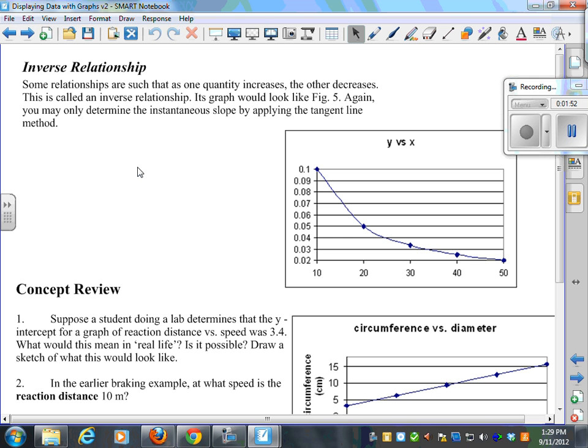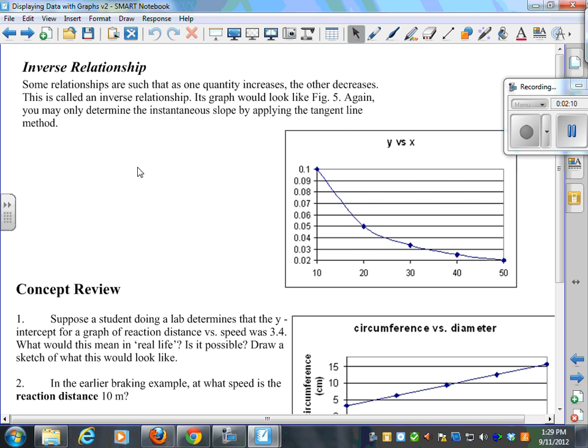We talked briefly about inverse relationships. I thought of a good inverse relationship this morning. It was the more you talk in class, the less you learn. Inverse relationship. No? Maybe it's not the best one.